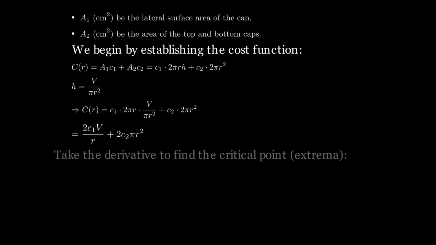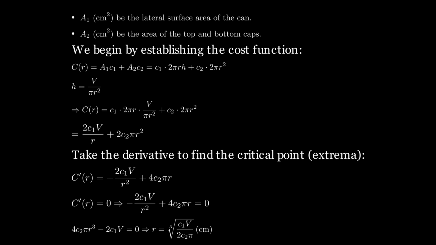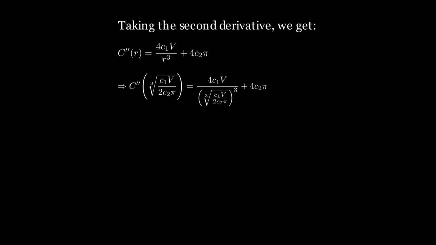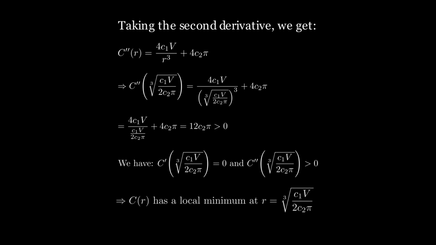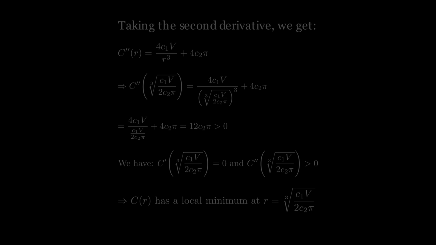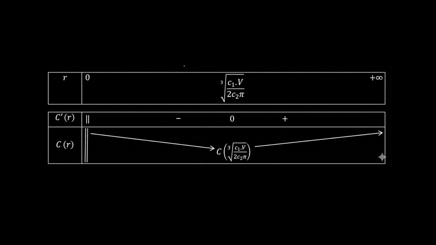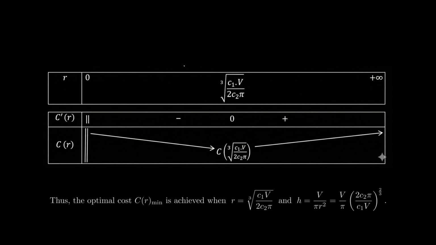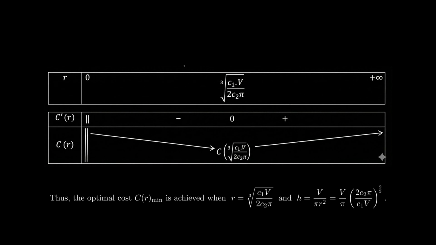And then we take the derivative to find the critical point. Then we plug the critical point into the second order derivative of the function, and we conclude that C(R) has a local minimum at R. We also have the variation table for illustration. In conclusion, the optimal cost C(R) is achieved when R is equal to the local minimum.